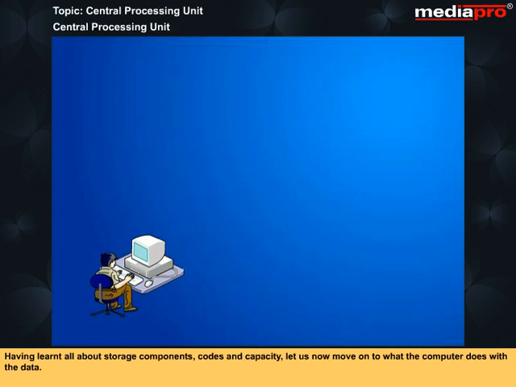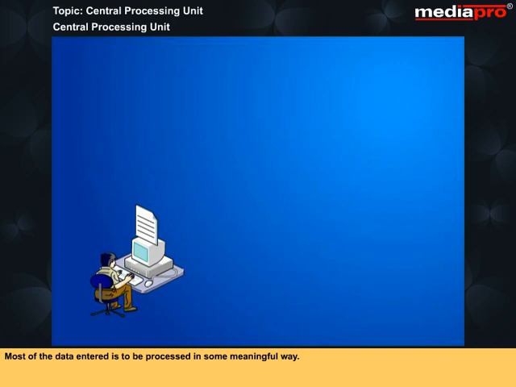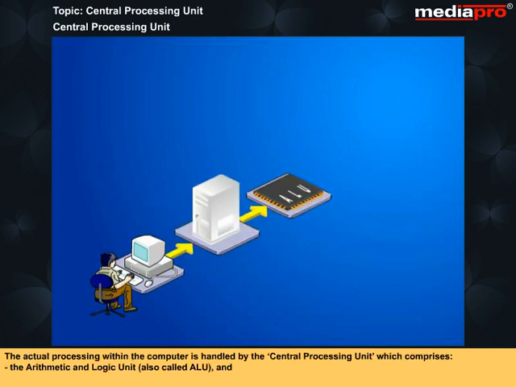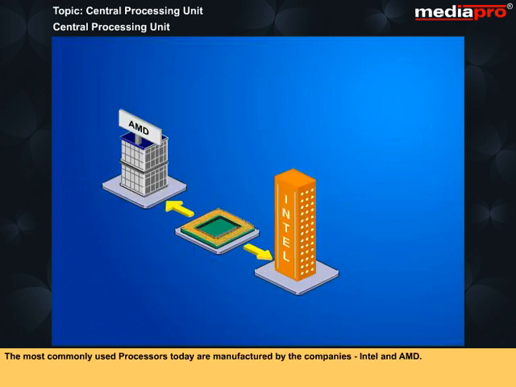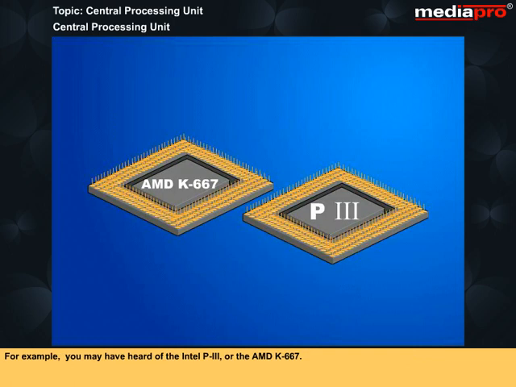Having learned all about storage components, codes, and capacity, let us now move on to what the computer does with the data. Most of the data entered is to be processed in some meaningful way. The actual processing within the computer is handled by the central processing unit, which comprises the arithmetic and logic unit, also called ALU, and the control unit, also called CU. The most commonly used processors today are manufactured by the companies Intel and AMD. For example, you may have heard of the Intel P3 or the AMD K6-667.